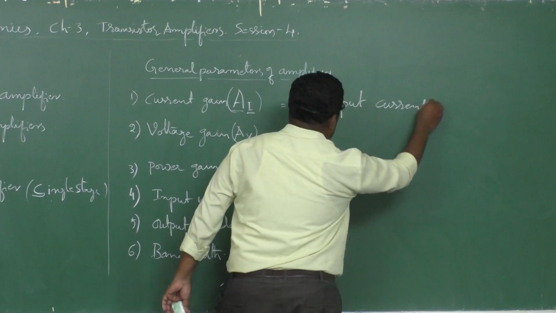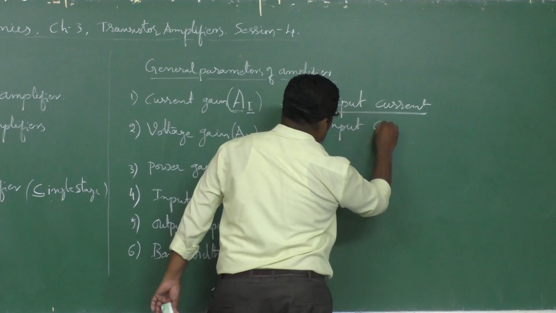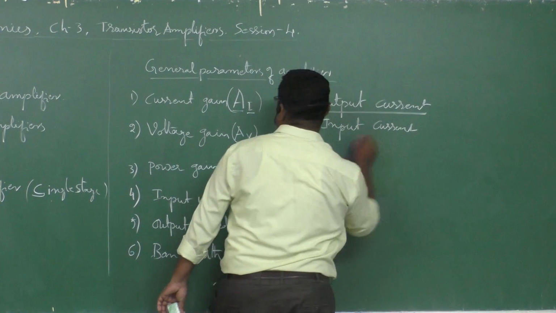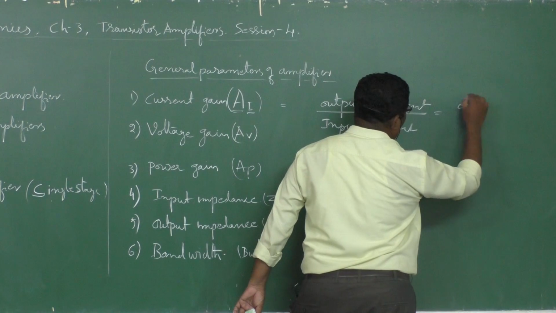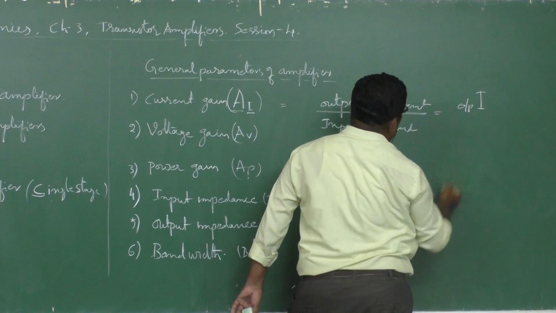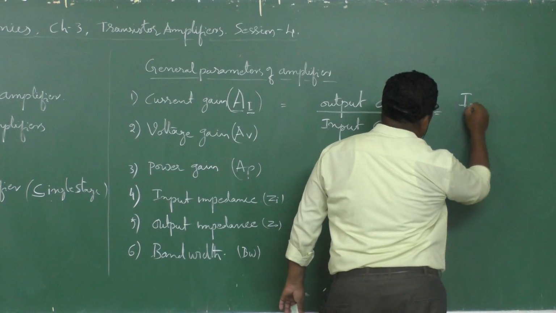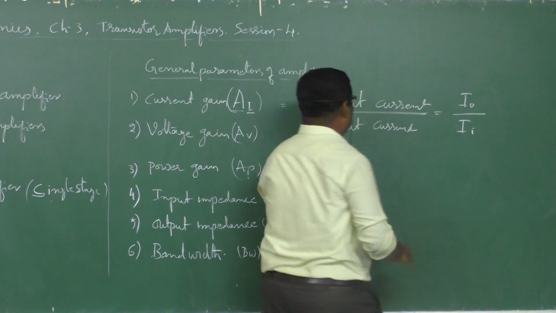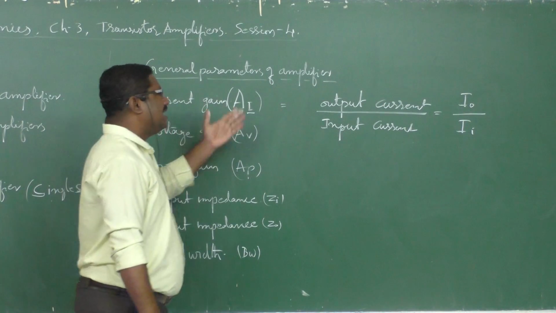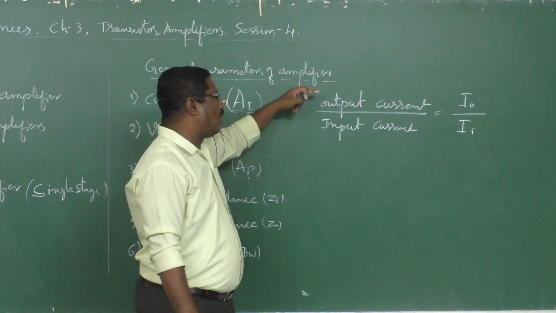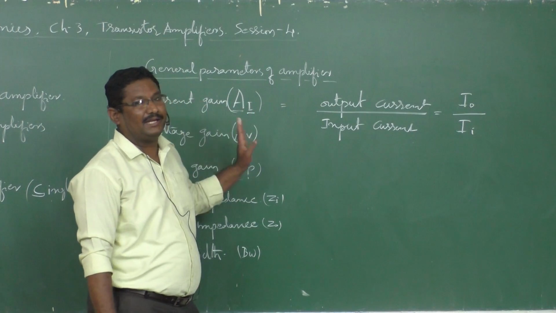Output current divided by input current, which is equal to current gain. It is sometimes abbreviated as IO over II, output current divided by input current. In other words, we can define current gain as the ratio of output current to input current of an amplifier. That is nothing but current gain.